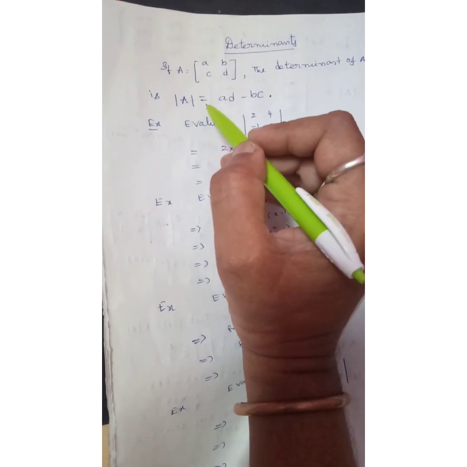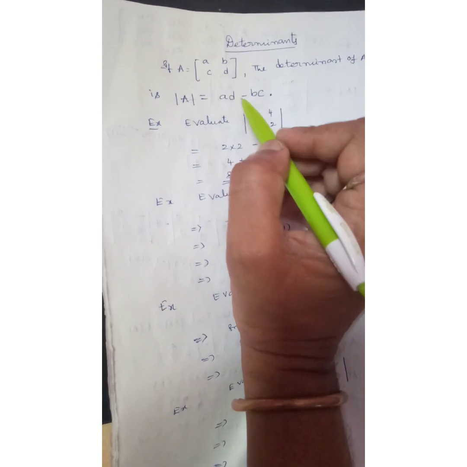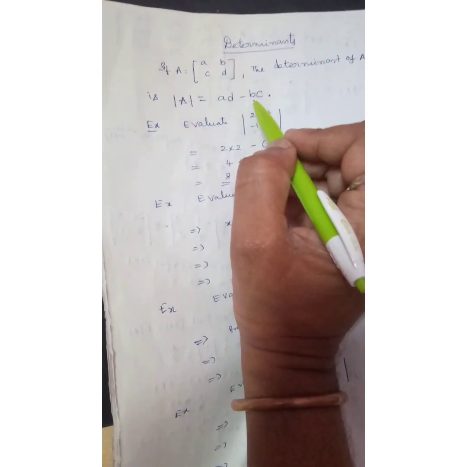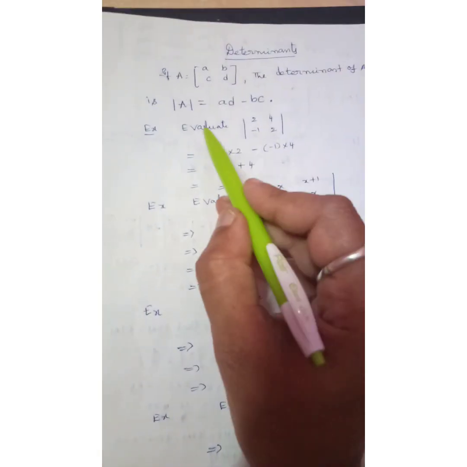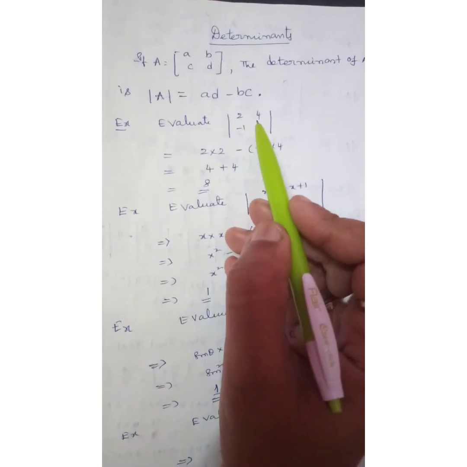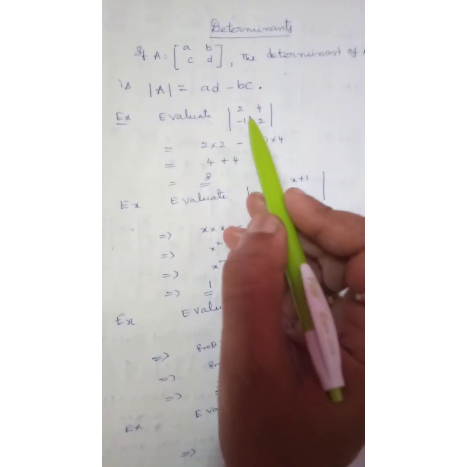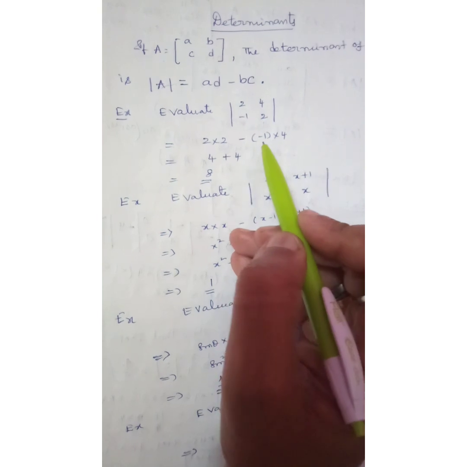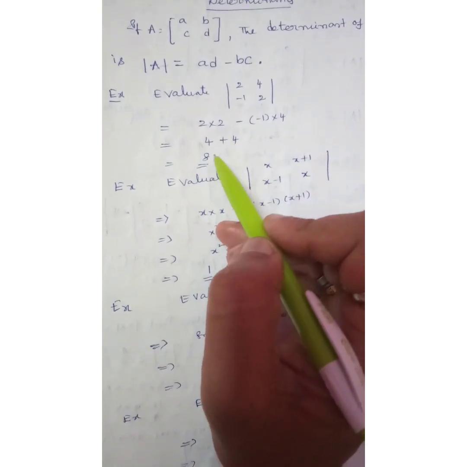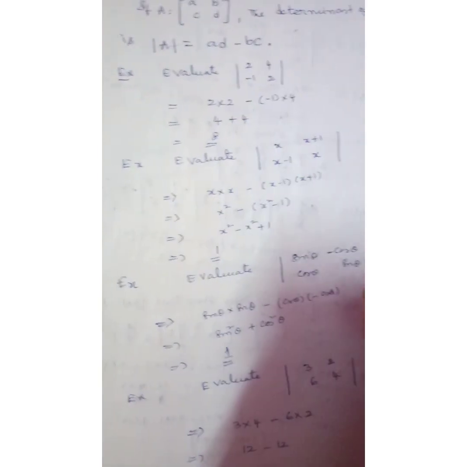Determinant A equals A into D minus, this way always minus only, right? BC. Now let's take one example. Evaluate the determinant 2, 4, minus 1, 2. So how to write it now? 2 into 2 minus 1 into 4. So 4 plus 4 gives 8. This is the value of this determinant.